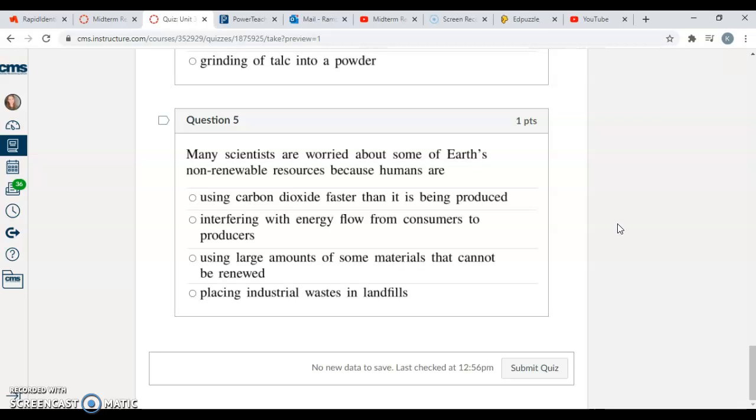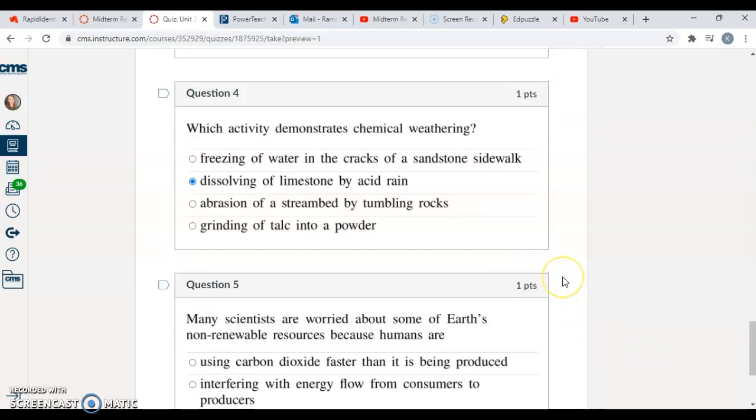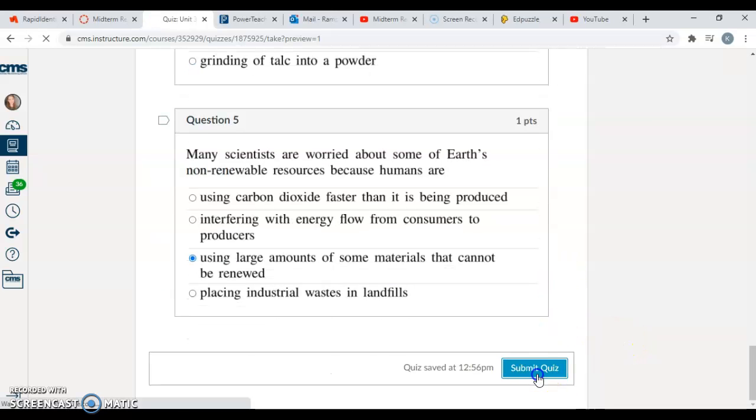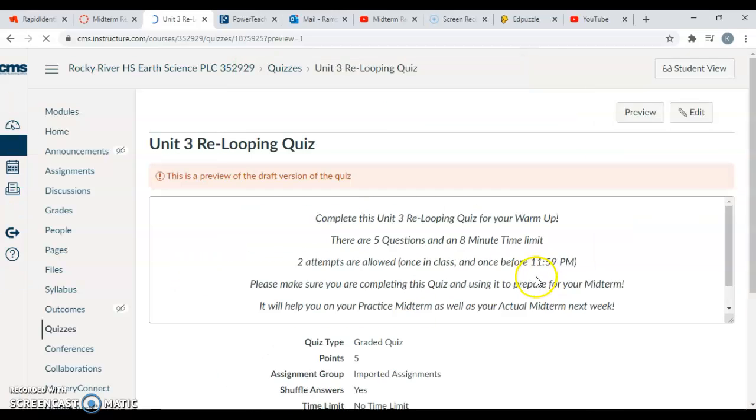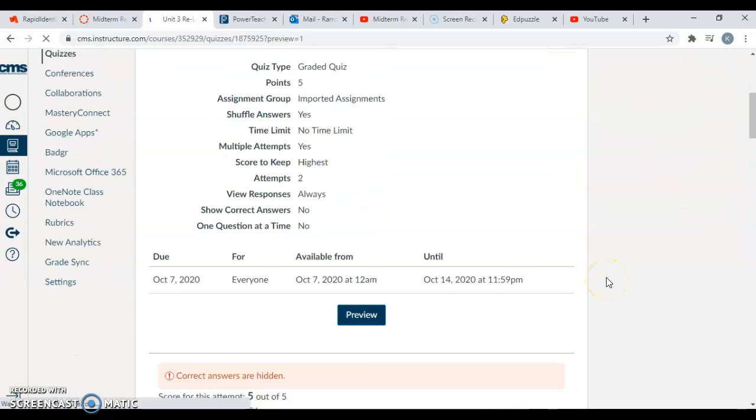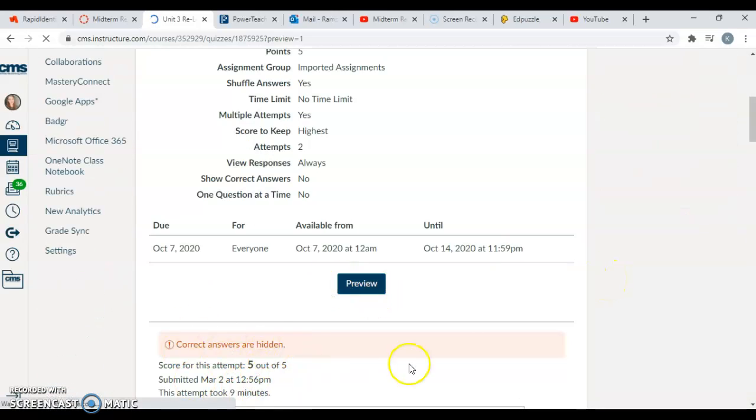But if you were going to make a selection for question 5, you would choose this one. So a non-renewable resource is just one that can't be renewed. So we're worried about using up too many materials that can't be replenished, but we'll get there at the end of the semester. Okay, so we have those 4 questions. See how we did. Yay, we got a 5 out of 5.